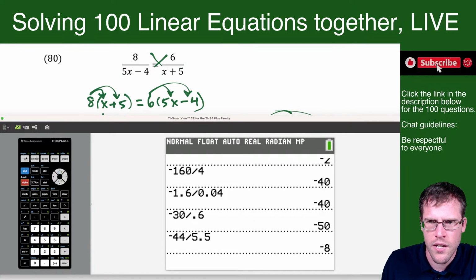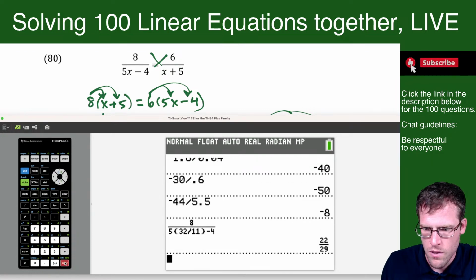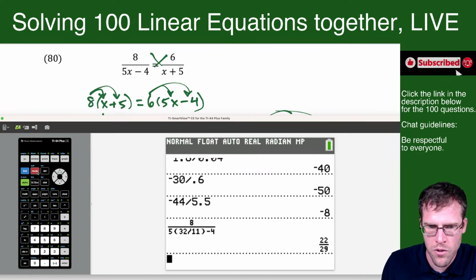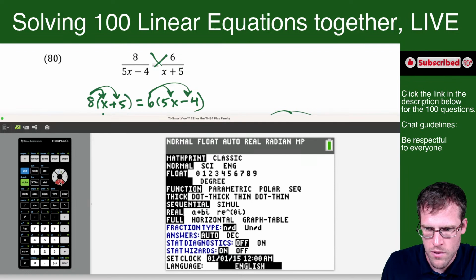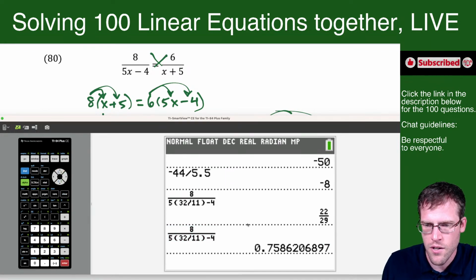You could always check. You could do alpha y equals enter. You got 8 on top over 5 times 32 over 11. So I'm claiming x is 32 over 11. And then we tack on the minus 4. So we get this. And I'm going to go to mode here and write this as a decimal. So let's go ahead and do that. I just prefer decimals on calculators. Fraction form could be a little annoying. All right, so that's our decimal answer.